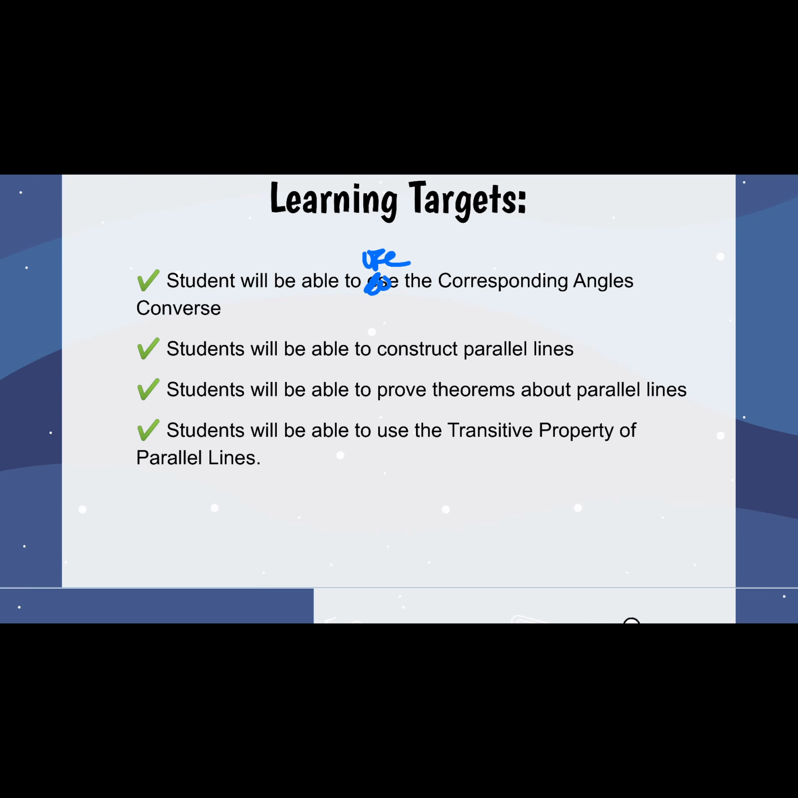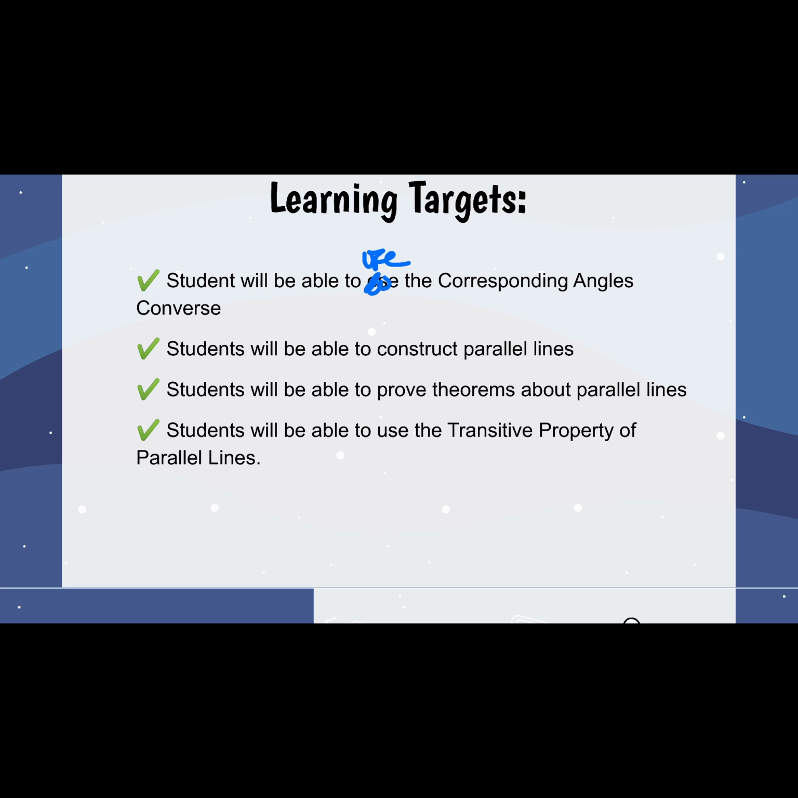There we go. Students will be able to use the corresponding angles converse. Students will be able to construct parallel lines. We're not going to construct parallel lines very much, well, at all today, because we're not going to do constructions. We're not getting out our compass and all that stuff to work on constructions today, at least. We'll be able to prove theorems about parallel lines.